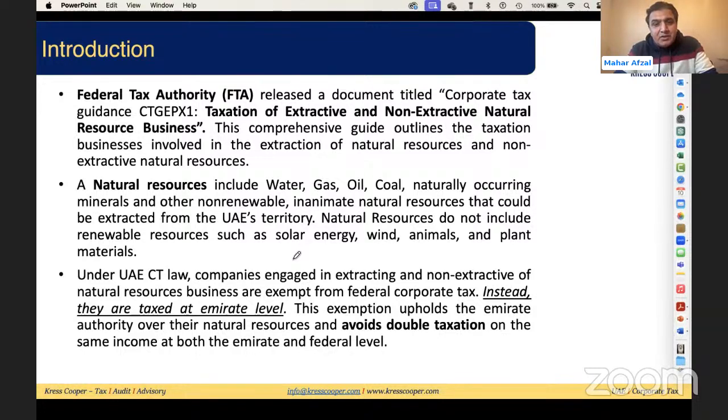So this is the reason, just to avoid double taxation, such businesses were exempt. At the end, these are exempt from the federal corporate tax, but these businesses primarily are being taxed at the Emirates level. So these entities which are exempt, entities involved in the extraction of natural resources and entities involved in the non-extractive natural resource businesses, are exempt from the federal corporate tax subject to certain conditions. What are those conditions?